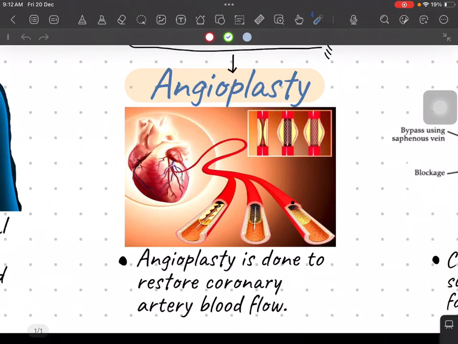And the last one is that angioplasty can be done to treat chronic kidney disease. This means that when plaque collects in the arteries in our kidney, it affects how much oxygen can reach our kidney.